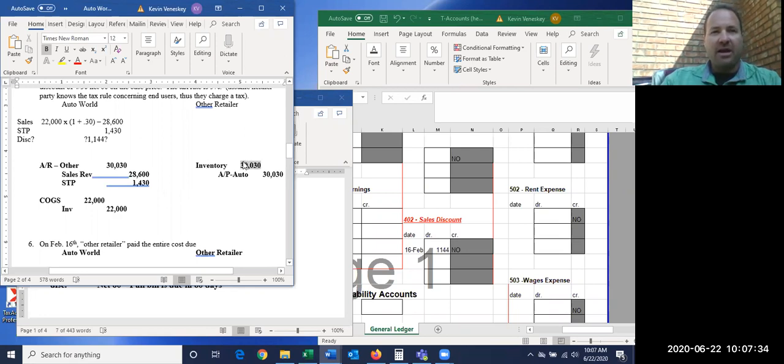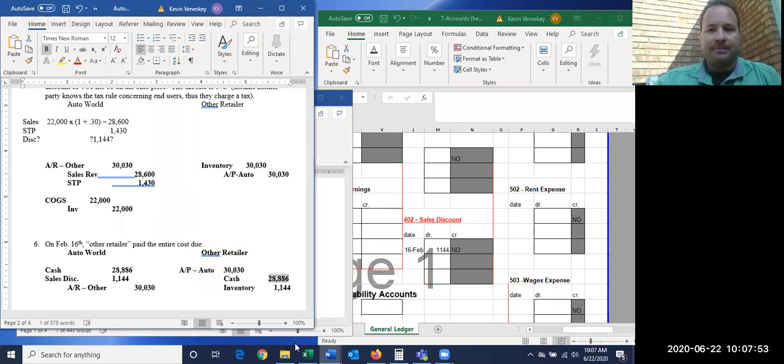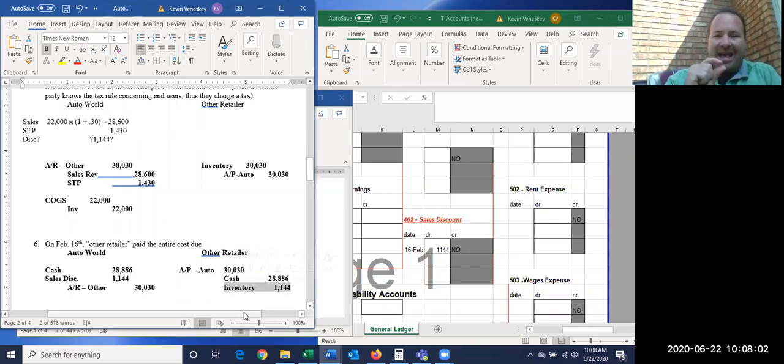It didn't cost them $30,030, so they don't want it on their books for that much. They want to show simply that, A, they're getting rid of their liability. They paid off their bill, so they want it to be down to zero. They wrote a check for $28,886. The final piece being a credit to inventory. That actual asset that they bought, they need to lower the cost because it didn't cost them as much. They need to bring it down by $1,144.